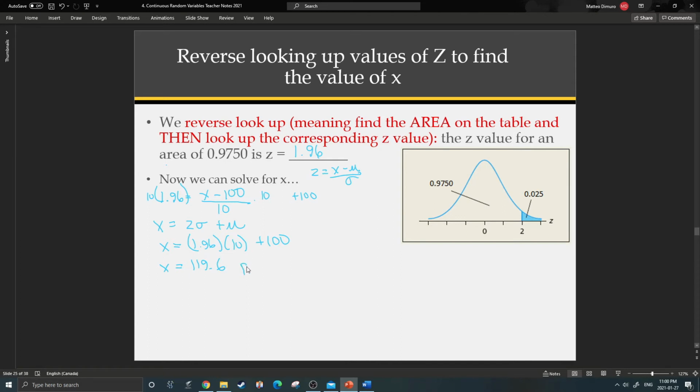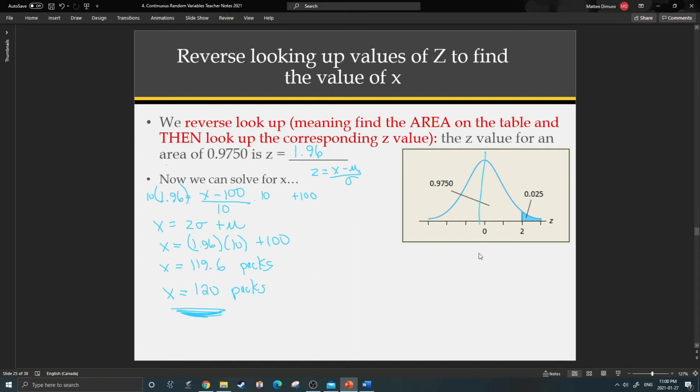Remember, these are packs. Now this is the real world, so you can't buy 0.6 of a pack. So you're going to have to round up. Even if I got 0.1, you'd be rounding up, because it's suggesting you need 119.1 packs. You have to round up to be sure in the real world. So there you go. The store needs to buy 120 packs to have only a 2.5% chance of not having enough, which is kind of neat if you think about it.